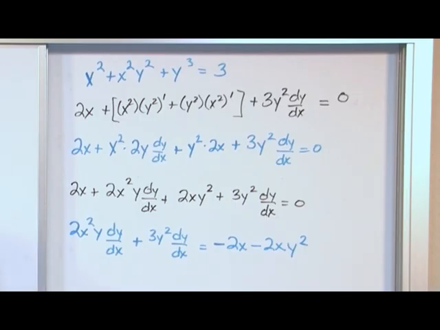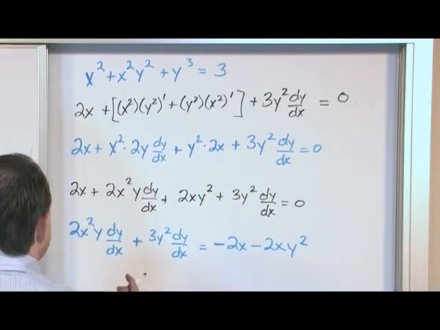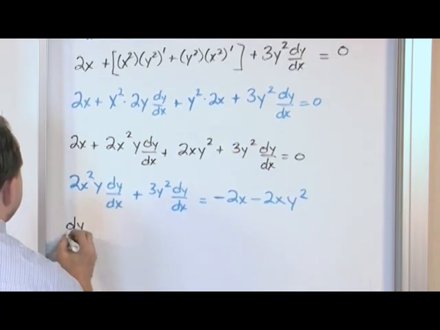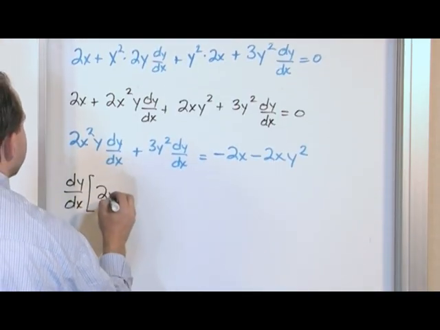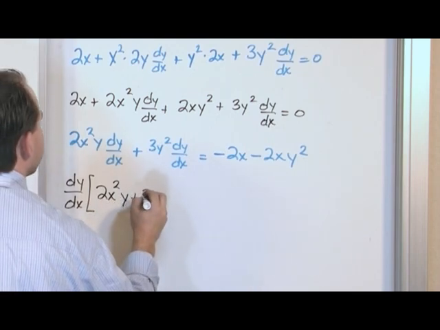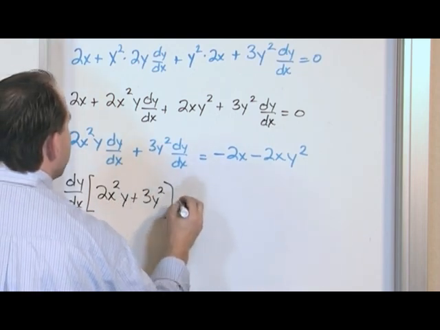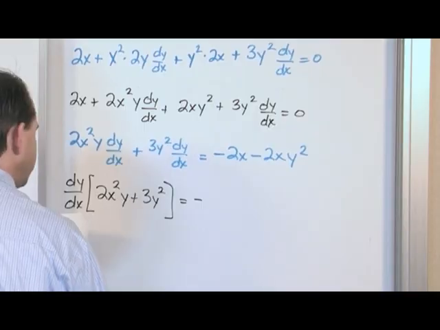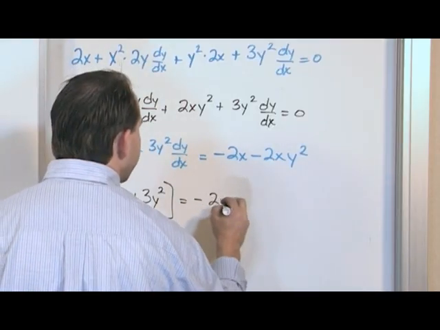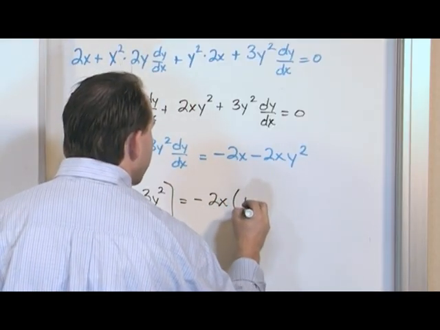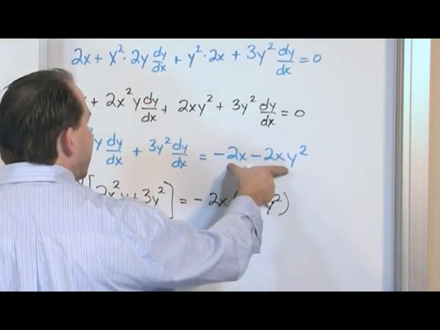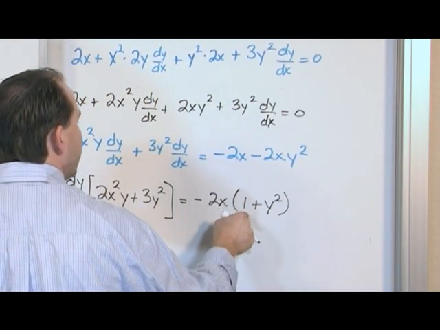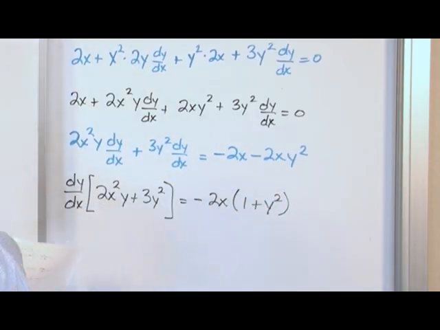Now on the left, in order to solve for this, we're going to have to factor this out. So we'll say dy/dx, and on the inside we'll have 2x squared y plus 3y squared is equal to negative, let's factor out a 2x here, 2x times (1 plus y squared). You should be able to convince yourself this is exactly what this is. Factor the 2x out, and you're going to get 1 plus y squared is the only thing left over.